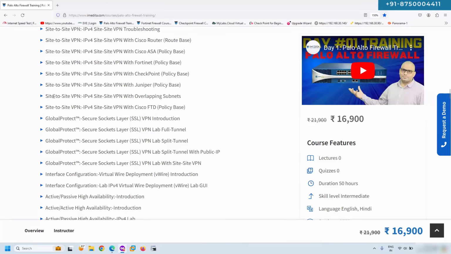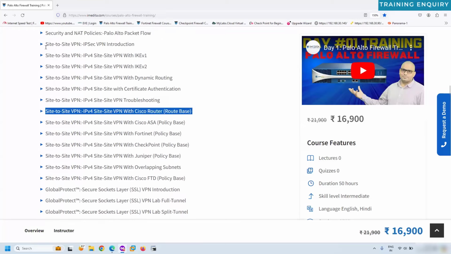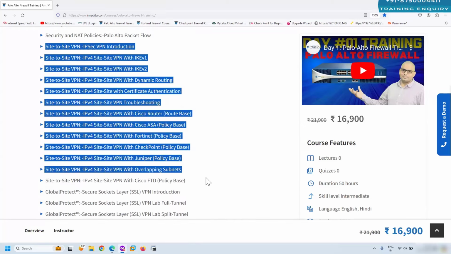And we will also learn how to configure site-to-site VPN between overlapping subnets. Overlapping subnet means, assume we have two branches. In two branches, we have the same network. Now we have to make it possible that both branches should be able to communicate with each other without changing the network. So we can do that with the help of site-to-site VPN with overlapping subnets. So in site-to-site VPN, you will learn not only on Palo Alto but also with other vendors' devices.